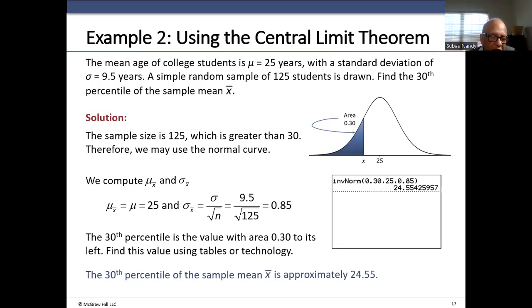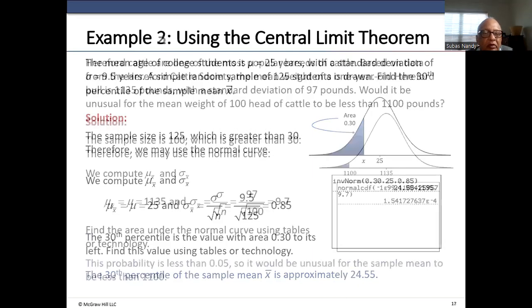So 9.5 divided by second, then the x square button gives me the square root. Inside the square root 125, I go to paste and hit enter and enter. What does it mean? It means 30% of the mean scores will be below 24.55. The 30th percentile is 24.55.